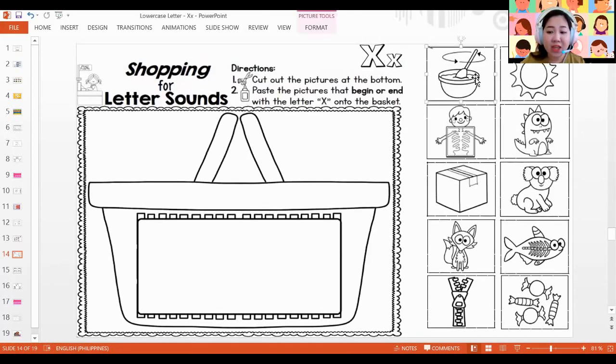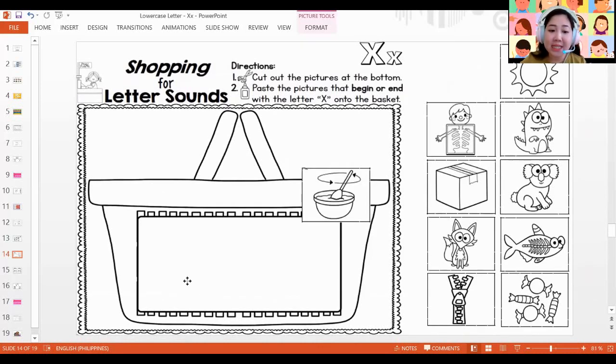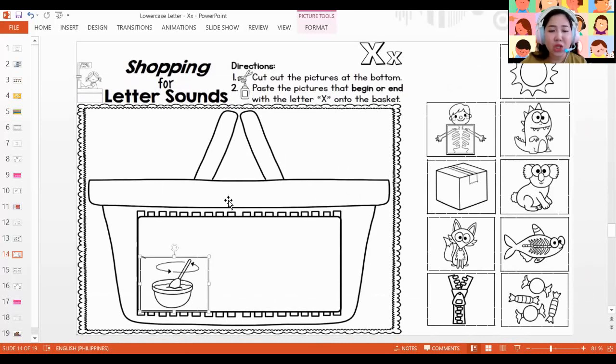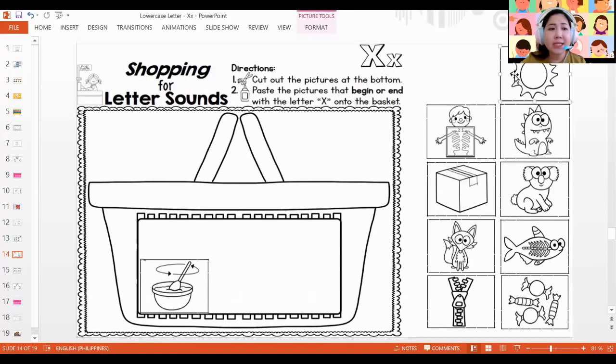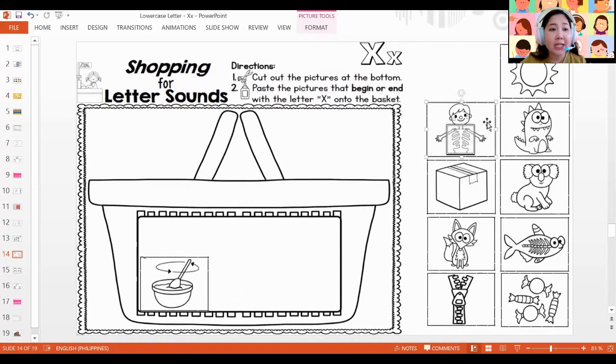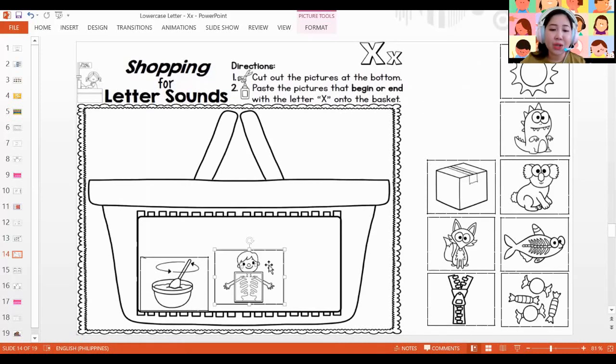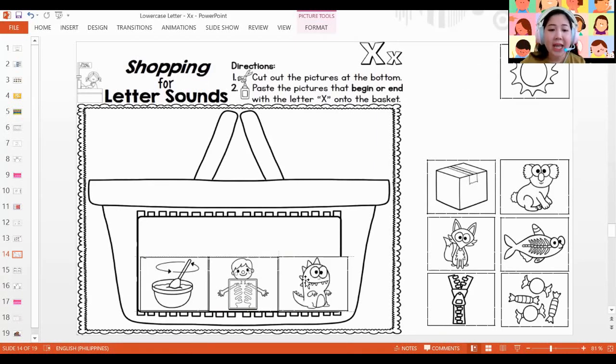So, let's start with this one. Remember from the other work, this is mix. So, mix has the x sound in the end. So, it should be inside our cart. Sun does not begin with the letter X, so it stays outside. X-ray also begins with the letter X. Inside it goes. This one, what's the name of the dinosaur? It's a T-Rex. So let's put that inside.